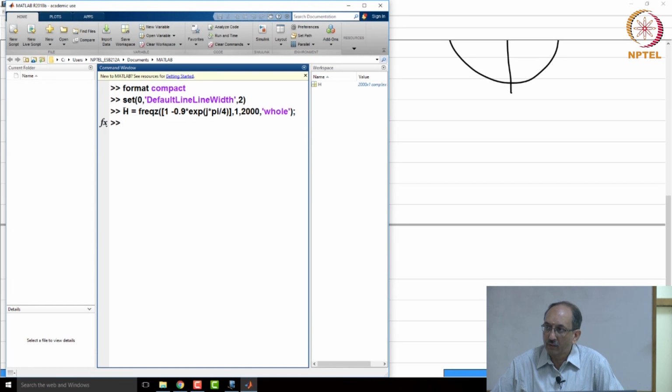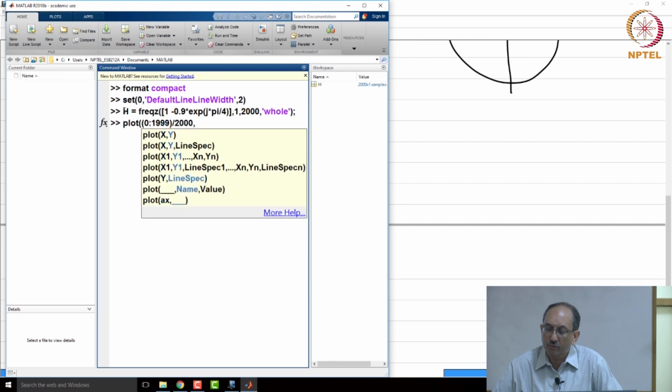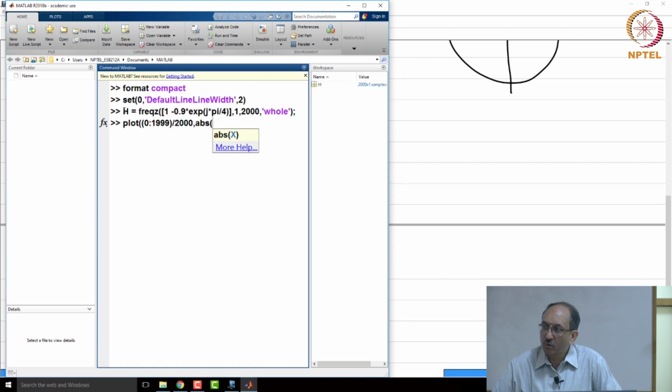So, let me plot the magnitude response on a linear scale. Since I have taken 2000 points, I want to normalize the x axis to be between 0 to 1. We have evaluated the response from 0 to 2 pi. If you divide by 2 pi, the interval becomes 0 to 1. Therefore, I will take 2000 points and then divide by 2000, so that the interval becomes 0 to 1, and then I will plot the absolute value of the frequency response. Now, this will look like a cosine.